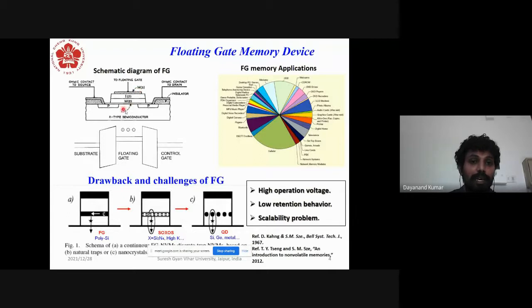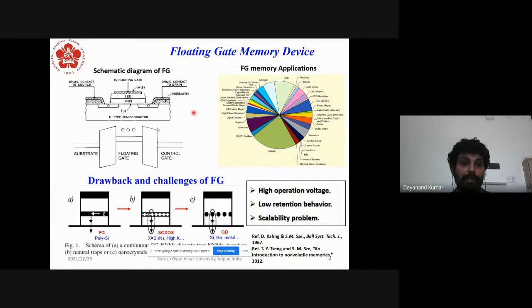Here, data is stored by charging or discharging, so there is some leakage path. After a few cycles, it shows degradation. That's why this memory did not succeed well, because nowadays many memories have come into the market, like NAND flash and NOR flash. So nowadays they are not using it, but there are many applications of floating gate memory, for example DVD players.